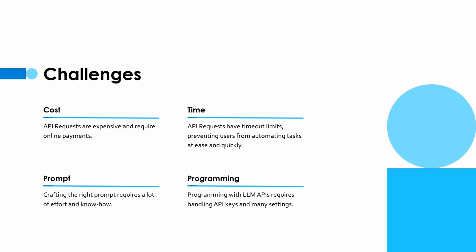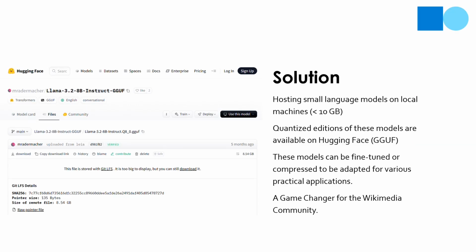However, there are many challenges related to using large language models, including the high costs of API requests, the timeout limits associated with the number of possible API requests, the problems related to prompt engineering, and the programming issues related to handling many settings and API keys. The solution here is to use small language models that have a size less than 10 gigabytes on local machines, like servers, personal computers, etc.